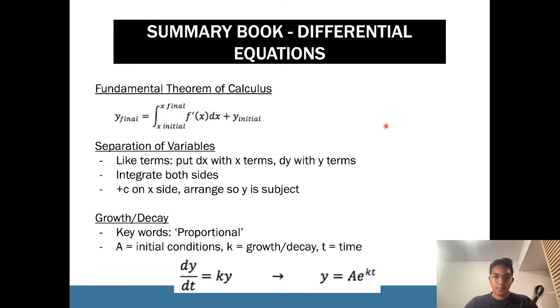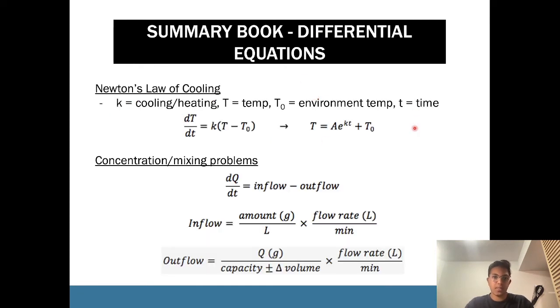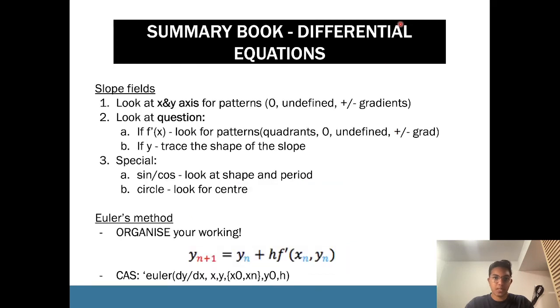Okay, this is just a little bit of a summary for our differential equations section. Remember when we use growth and decay, we want to be using this equation here. I'm not going to go into this in too much detail. This is just our summary sheet, so I'll just quickly skip past it. So it's got things like Newton's law of cooling, concentration mixing problems. You can add all of this into your summary book.